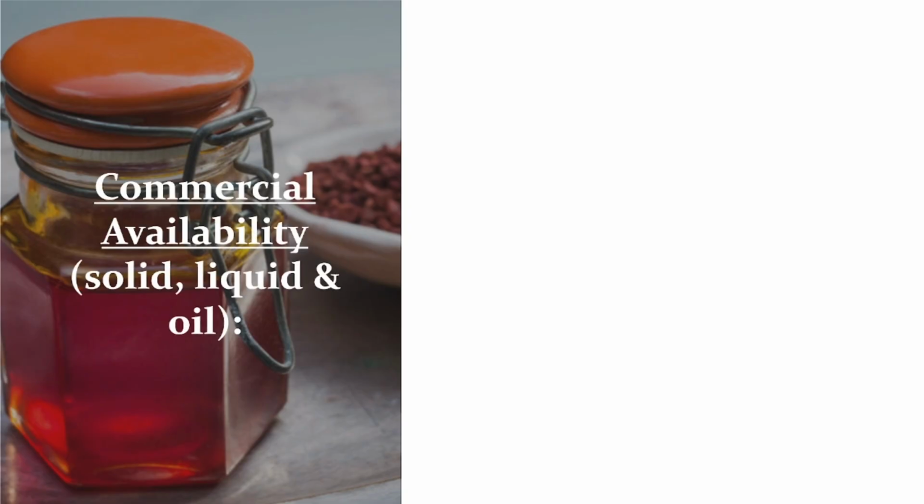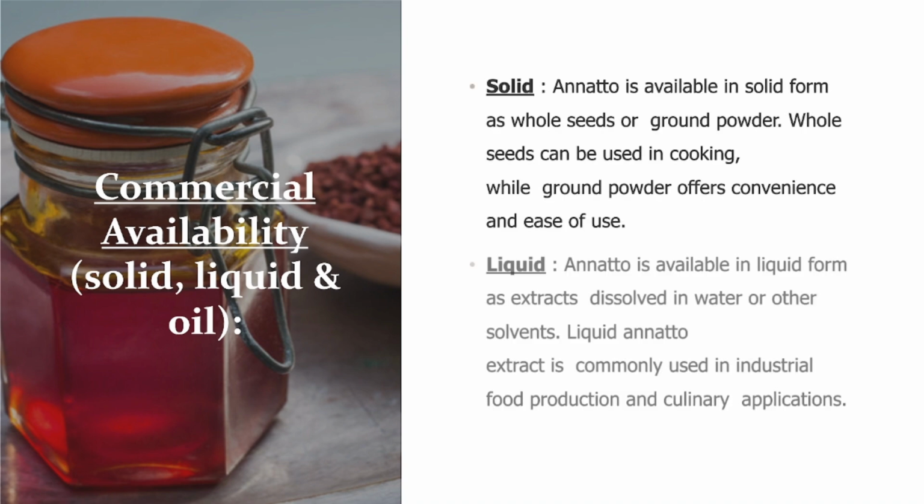Now, let's move to the commercial availability part. Commercially, the annatto seeds are available in solid, liquid, or oil form. In the market, in the solid form, annatto is available as whole seeds or ground powder, as the ground powder is easy to use and it has more surface area. Whole seeds can be used in cooking, while ground powder offers convenience and ease of use. Liquid annatto is available in liquid form as extracts which dissolve in water or other solvents. Liquid annatto extract is commonly used mainly in two applications: industrial food application and culinary application.